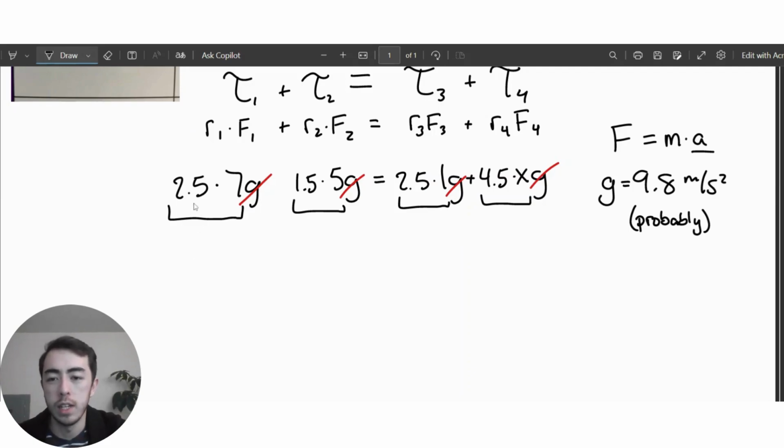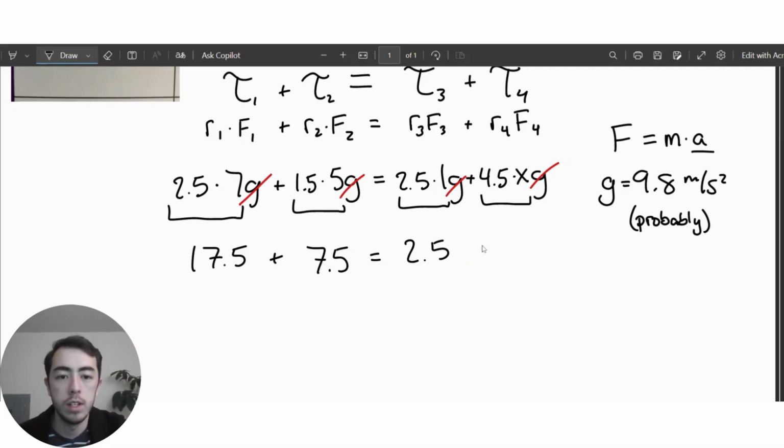2.5 times 7, that's 14, and then half of a 7, so 17.5. This is 1.5 times 5, so it's 5 plus 2.5, so another 7.5. This is equal to 2.5 times 1, and then 4.5 times x. Let's simplify the left side first. I know that 7.5 plus 7.5 gives 15. So on the left side, I have a 25. Minus 2.5 will be 22.5.